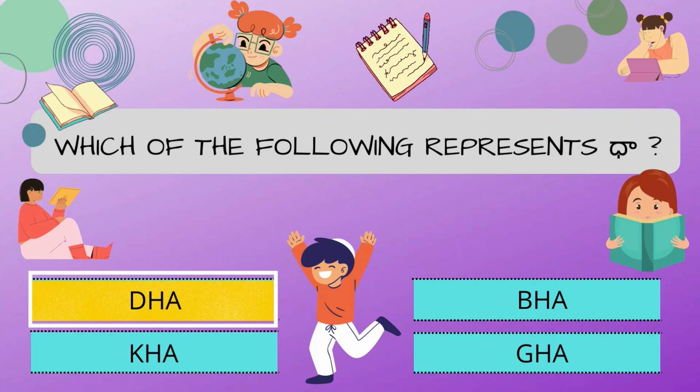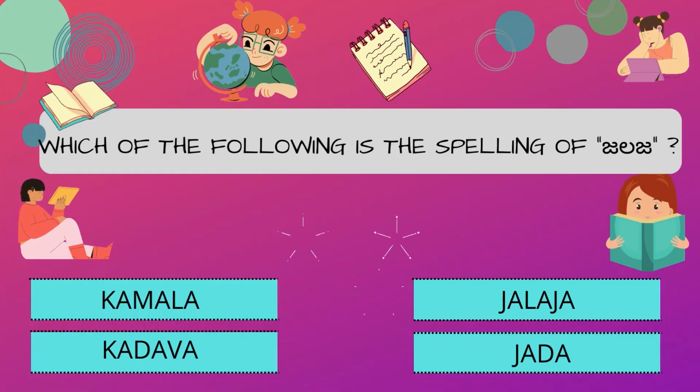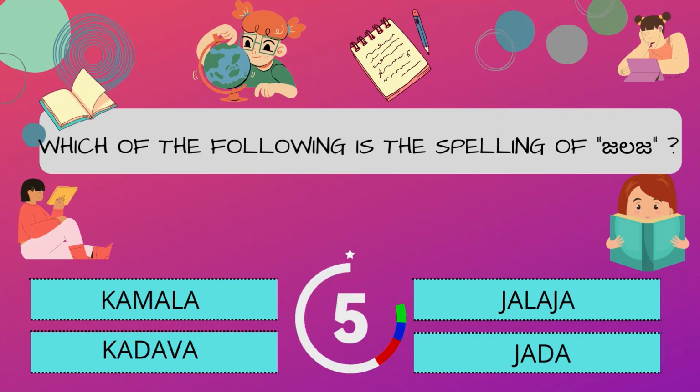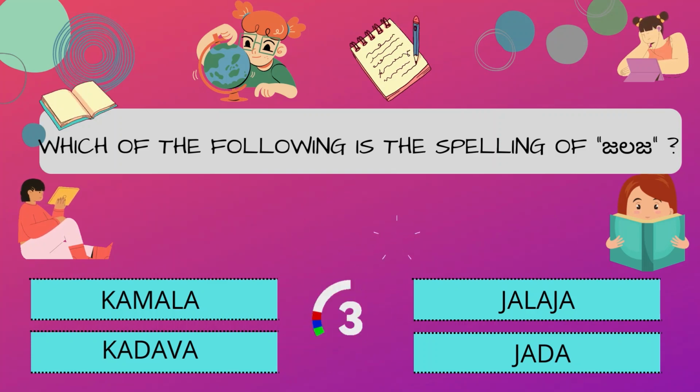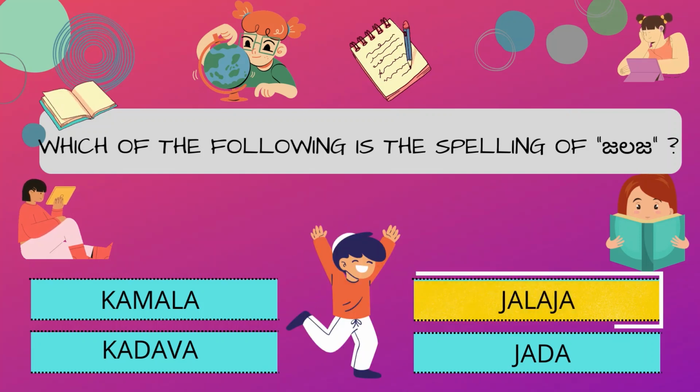Answer is A DHA. Next question, which of the following is the spelling of Jalaja? Option A KAMALA, B JALAJA, C KADAVA, D JADA. 5, 4, 3, 2, 1, 0.